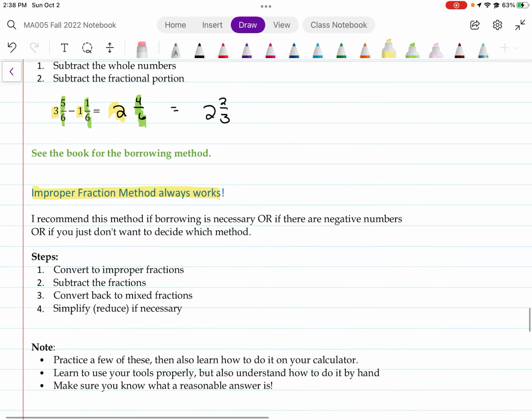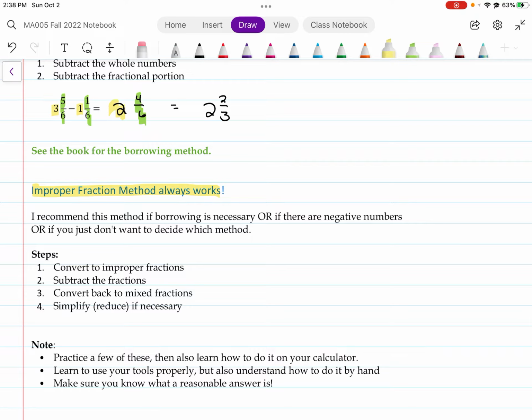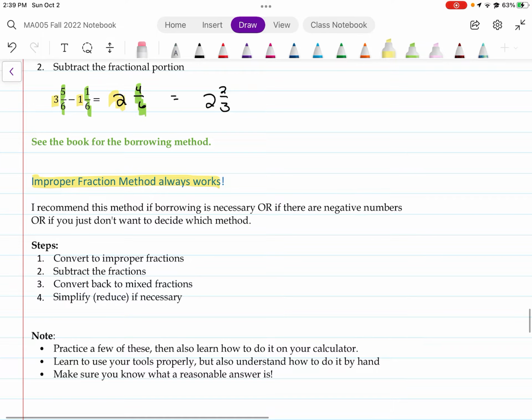Okay? So practice a few of these, then also learn how to do them on your calculator. Remember to learn how to use your tools properly, but also know how to do it by hand. Use your tool to check your answer on the homework. If you skip steps and just go straight to the calculator on the homework, you'll get the right answer, but you won't know what you're doing. So also make sure you know what a reasonable answer is.